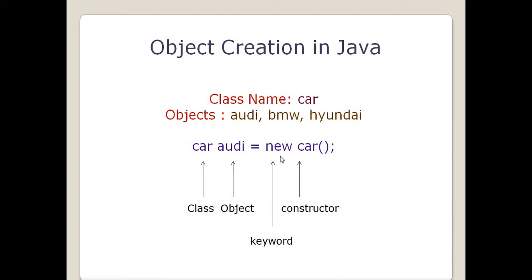Here we have used the new keyword for allocating the object in the memory. And the third step is called initialization, where we have used the constructor of the car class to initialize the different attributes of the object. So our entire syntax looks like this. Car Audi equal to new car, then two parentheses and semicolon. So car is the class name, then Audi is the object name, then keyword new, and finally the constructor car.